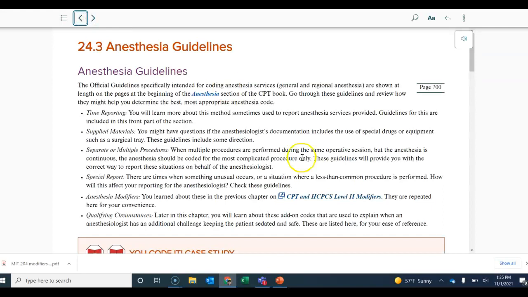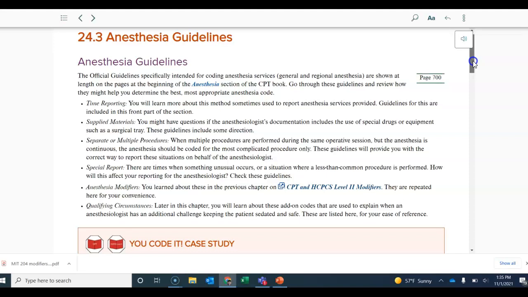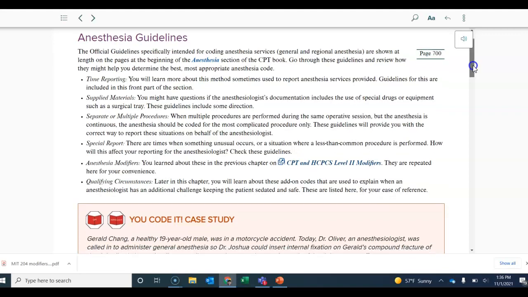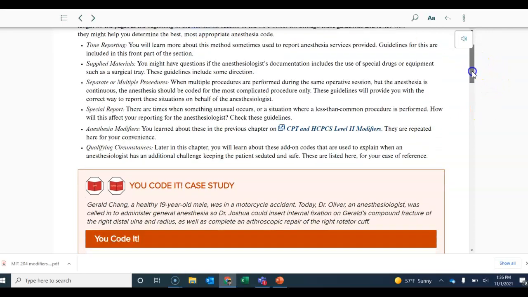All right, so let's go back over here. In your guidelines that start on page 72 in your CPT book, you're going to see time reporting. There's a time element, which we'll go into in just a minute. You'll see supplied materials, because sometimes it includes the trays that they use in the OR and that kind of thing. You might have anesthesia modifiers, which we're going to go into in just a second.